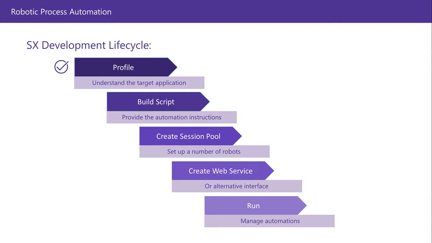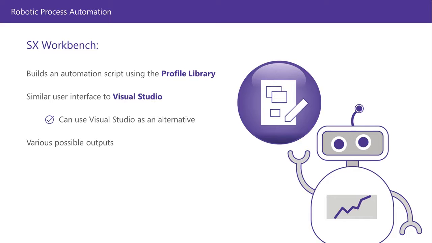Looking back at our life cycle, the next stage is to build a script, and for this we will use the SX Workbench. The Workbench uses drag and drop technology to build scripts, though some coding skills will be required in a language such as Visual Basic. The Workbench has a similar look and feel to Visual Studio, and third-party tools such as Visual Studio can be used to develop solutions in .NET as an alternative. The Workbench has numerous code options, but today's demonstration will be using ASP. In a moment, we'll look at the Workbench and we'll see how to generate code for our automation.